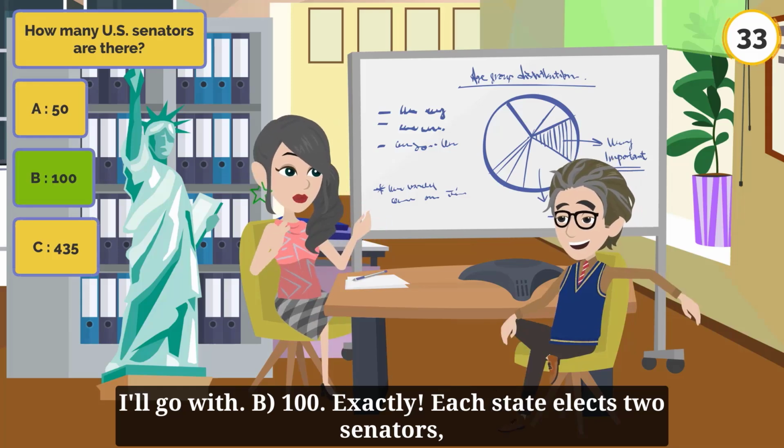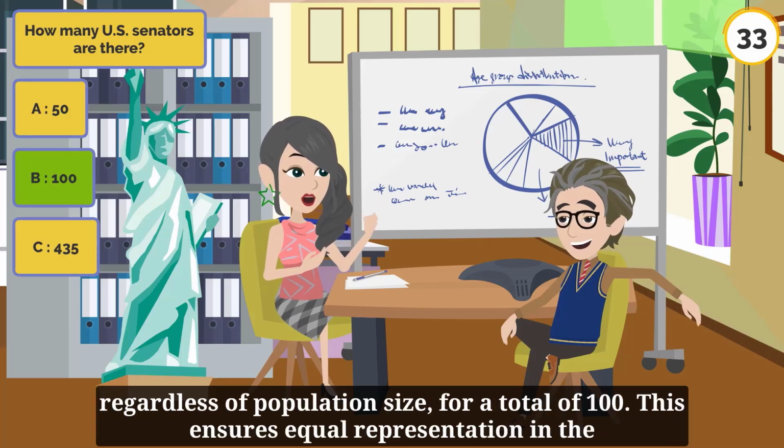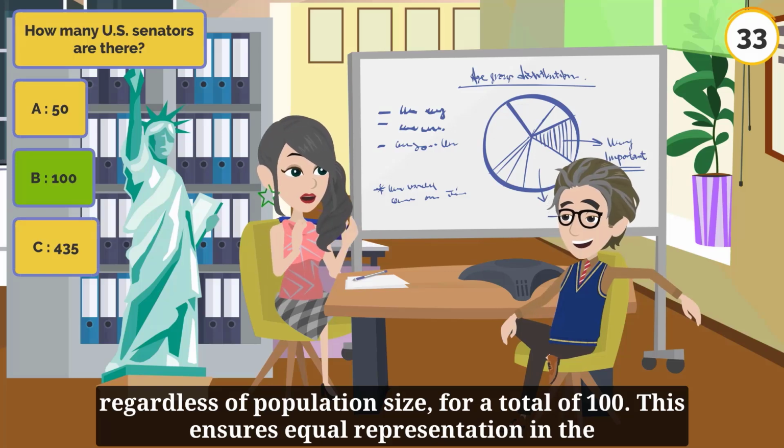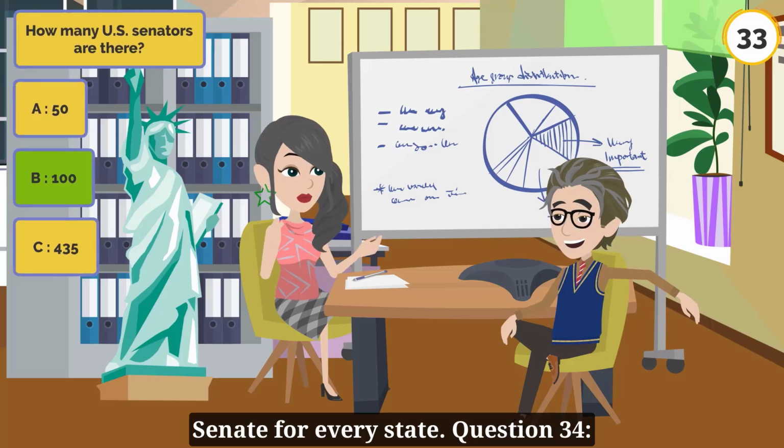Exactly. Each state elects 2 senators, regardless of population size, for a total of 100. This ensures equal representation in the Senate for every state.